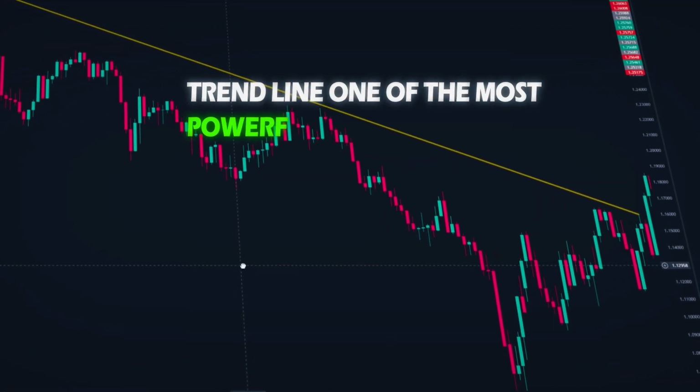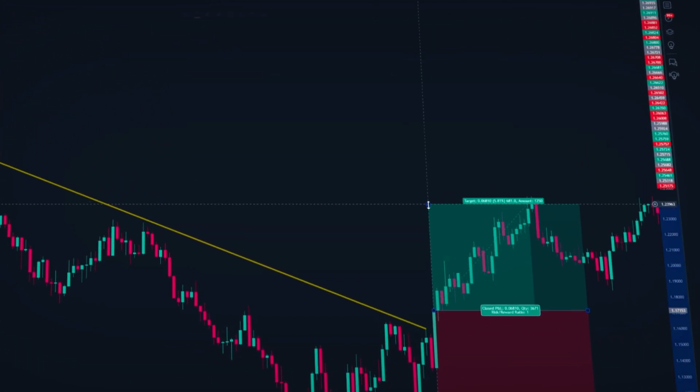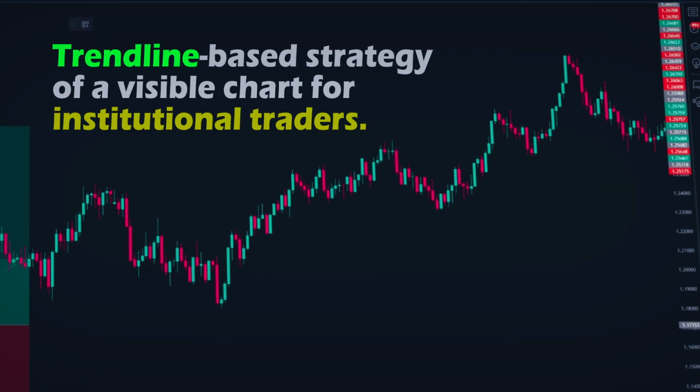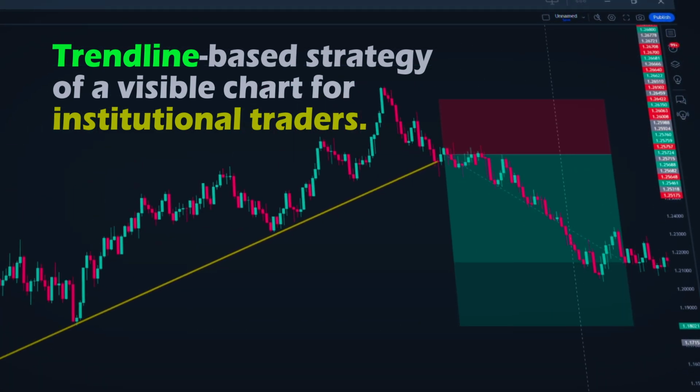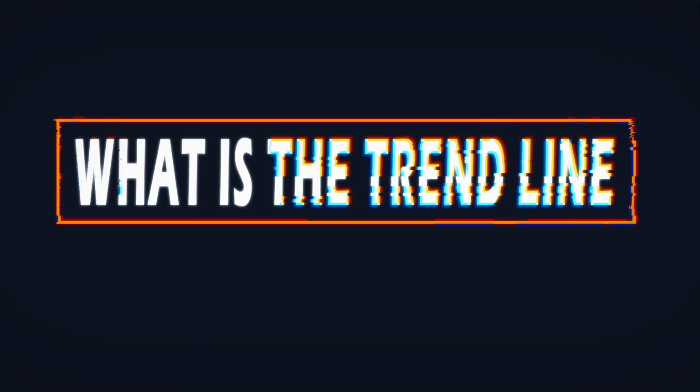Trend lines are one of the most powerful concepts in trading. We see this strategy being used by institutional traders, and their trend line-based strategies are often visible in charts. So, first of all, what is a trend line?